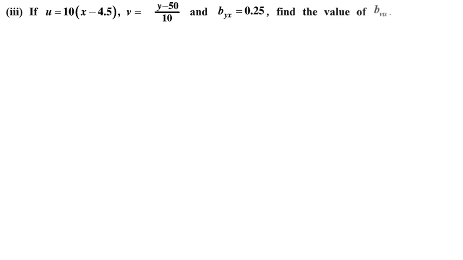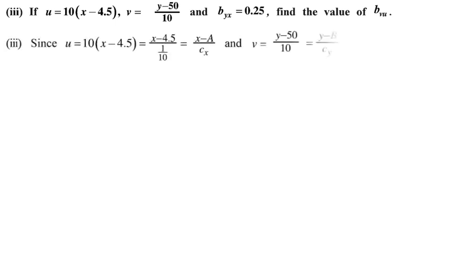Next, you have something like this. If u is 10 into (x minus 4.5), and v is (y minus 50) upon 10, we have to find bvu when byx is 0.25. As you can see here, u is multiplied with 10. When we multiply with 10, we say that we divide it with its inverse. Its inverse is 1 upon 10, that is 0.1. So when we multiply with 10, we divide with 0.1. So cx here is 0.1 and cy here is 10.